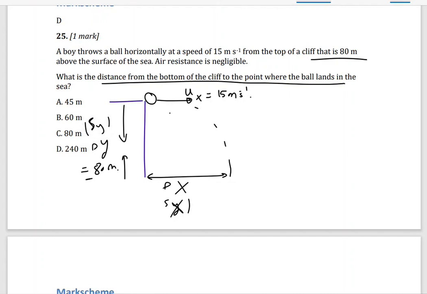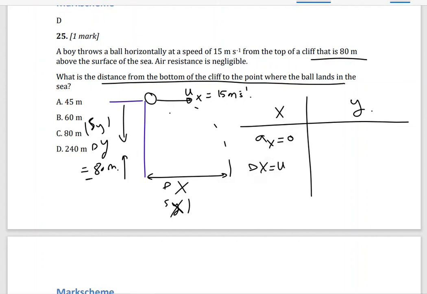Now, when you have a projectile launched horizontally, you always follow the same steps we learned in class. You make a table: X direction and Y direction, horizontal and vertical direction. In the horizontal direction, we only have one equation since acceleration in X direction is 0. So the only equation is delta X equals U initial in X direction times time. U initial in X direction is 15, but we don't have the time. So we need to find time first.